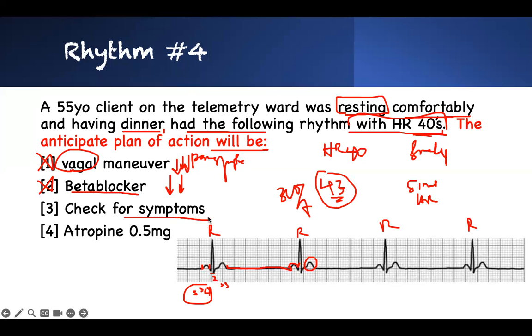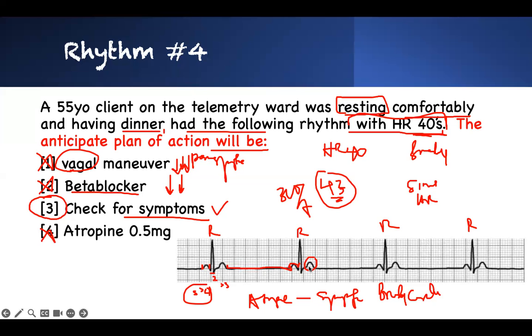I will check whether they have symptoms, because atropine is used for symptomatic bradycardia. Therefore, my priority is to check whether they have symptoms. They're eating dinner. The heart rate is 40. I know it's worrisome, but are you going to do something to a patient who is sitting there resting comfortably, eating dinner and enjoying themselves? It may be an athlete, and therefore there's nothing for you to do. So don't give them atropine. I know the heart rate is very low, but don't give them atropine. Atropine will increase the heart rate.